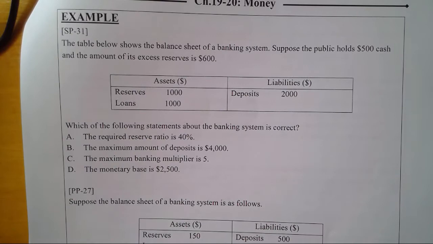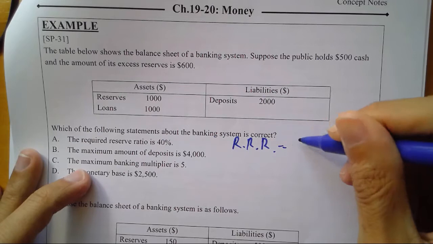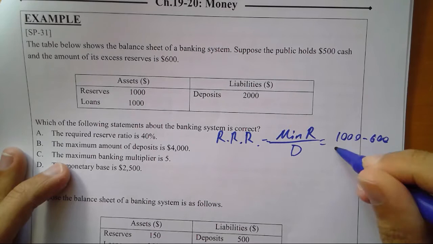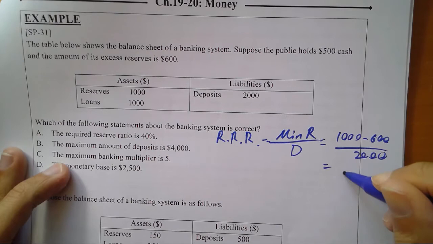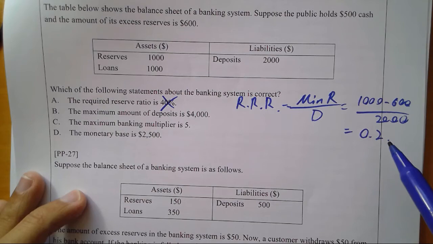Now, first of all, let's see RRR, right? Now, RRR, required reserve ratio, is minimum reserve divided by deposit. Minimum reserve, 1,000 minus, 记住啊, excess reserve, divided by 2,000, and that should give us 0.2, right? So, not 40%. Now, maximum amount of deposit, let's see, okay? Now, this is 0.2, right?